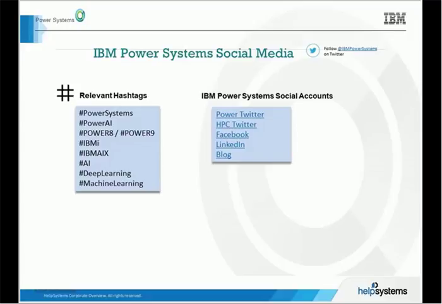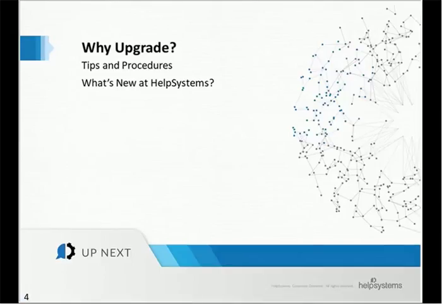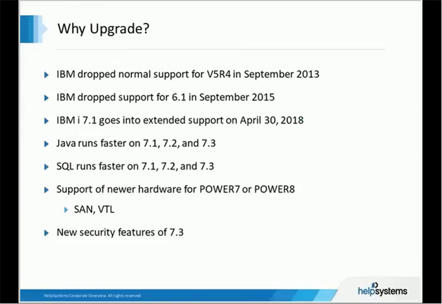But anyway, some things to think about from a social marketing standpoint and IBM i. I know we have a lot of people like Pete and myself who really care about the platform, but there are others out there too who are wondering, what can I do? Well, you can use Twitter and other technology to share various hashtags and topics related to this community, along with LinkedIn and Facebook, to share your thoughts. I just think it's a really important part of the platform itself. So today we're going to talk about why upgrade, tips and procedures, and what's new at Help Systems.